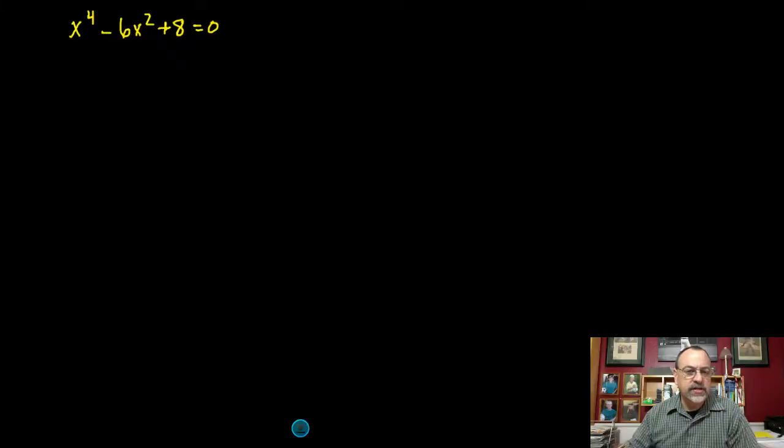So let's take a look at this example here where we're asked to determine all of the zeros. So we start by using the fundamental theorem of algebra and figure out or get an idea of how many zeros we should have when we get to the end. And because this is a degree 4, I should end up with 4 zeros at the end.